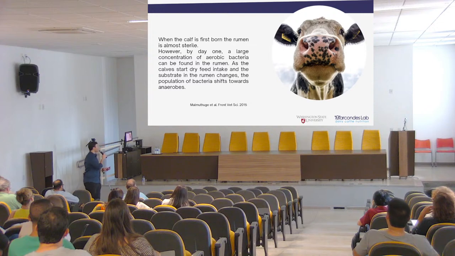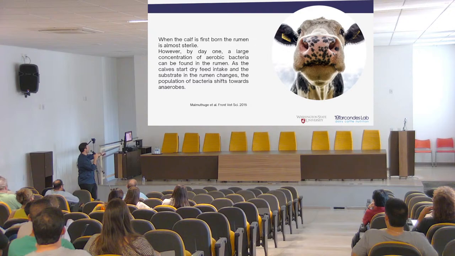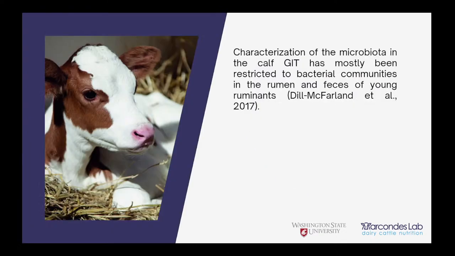Okay, so as every professor, a few concepts are important. When the calf is first born, the rumen is almost sterile. However, by day one, a large concentration of aerobic bacteria can be found in the rumen. As the calf starts dry feed intake and the substrate in the rumen changes, the population of bacteria shifts towards anaerobes. And I will show you this today. Characterization of the microbiota in the calf GI tract has mostly been restricted to bacterial communities in the rumen and feces of young ruminants.